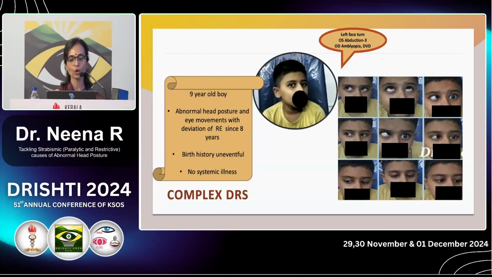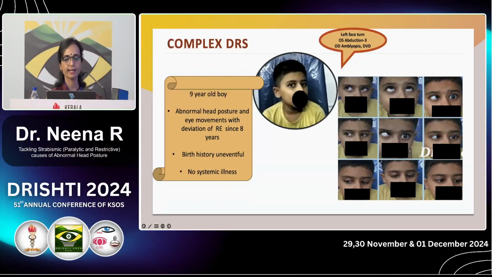You can have a little more complex case. Look at this boy. He has a very prominent left face turn and also some facial asymmetry. And if you correct his head posture in the primary position, you can see that the right eye is hypertropic and esotropic, and he has an abduction limitation in the left eye and palpable fissure change in the left eye. So this is a left eso-DRS, but fixing with the left eye. So the secondary deviation is manifesting in the right eye. Along with that, he also has a DVD, a dissociated vertical deviation of the right eye with inferior oblique overaction.